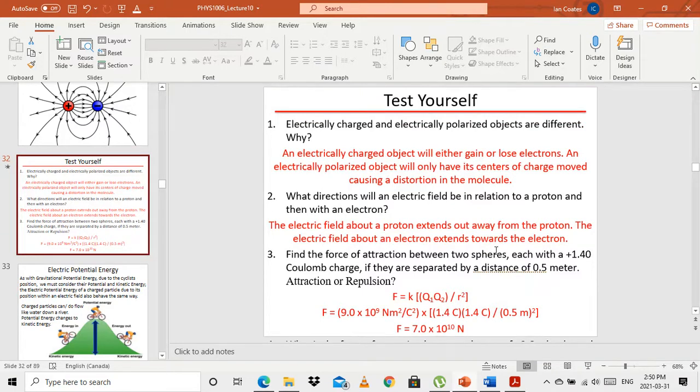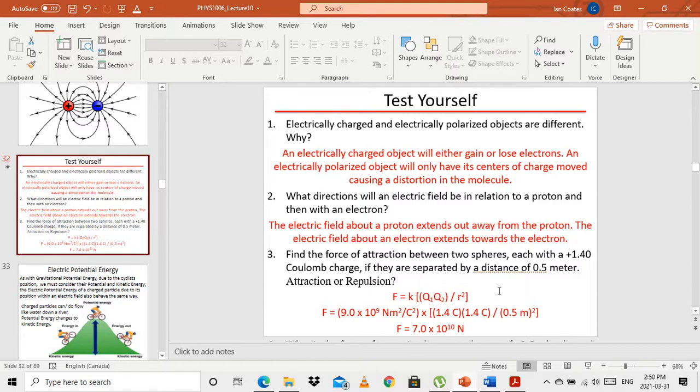Electrically charged and electrically polarized objects are different. Why? Go back to your balloon on the wall. Okay? Number 2. What direction will an electric field be in relation to a proton and then with an electron? There we go. Protons extend out. Okay, and with the electrons, the field goes in.